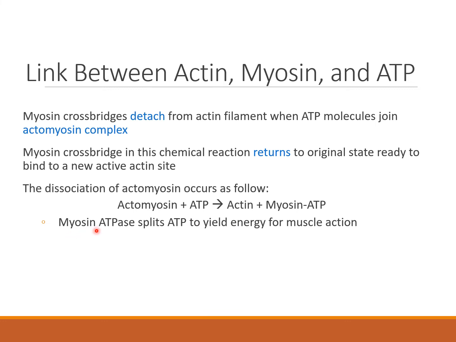Finally, we'll see myosin ATPase split. ATPase is just an enzyme that breaks down ATP to yield energy for the muscle action. So once it gets broken down, it attaches back onto an actin site. It makes that oar-like movement, and we start moving those Z lines together.